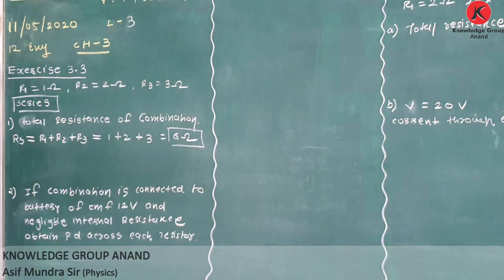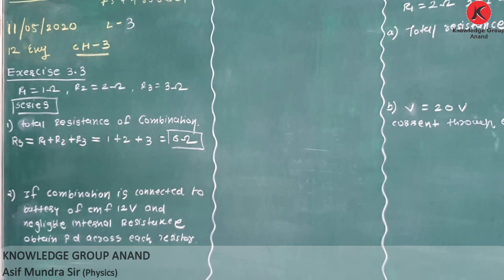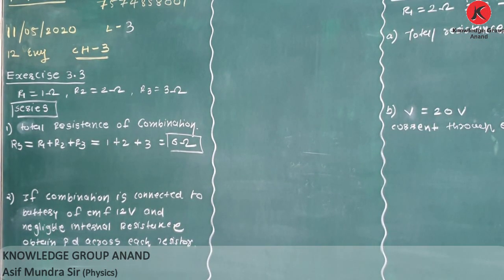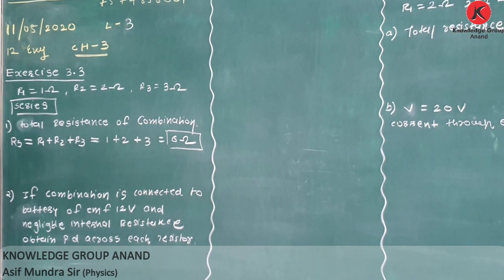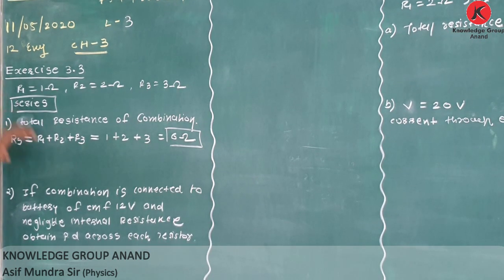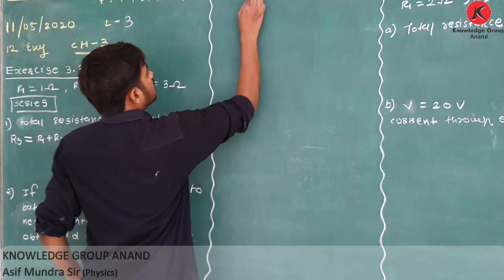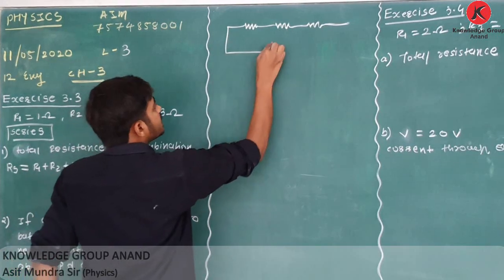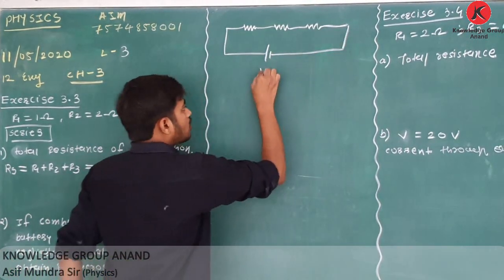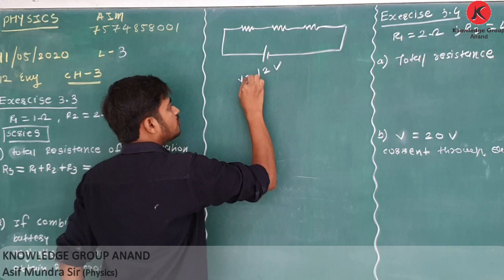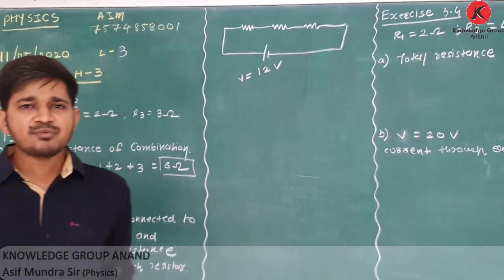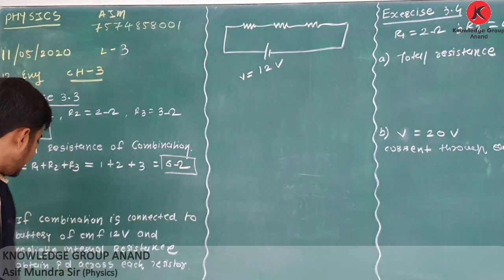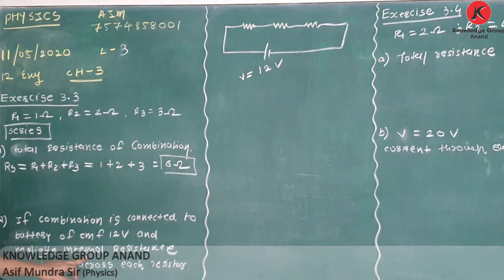If combination is connected to a battery of EMF 12 volt and negligible internal resistance, obtain potential difference across each resistor. See, if I draw its figure, it is like this. 3 resistors connected across the battery of 12 volt. So I can write V is equal to 12 volt. Actually, EMF is indicated by E. But as here internal resistance is 0.